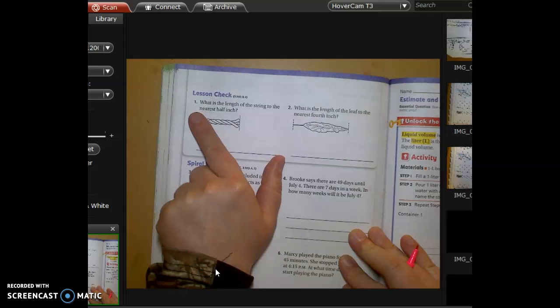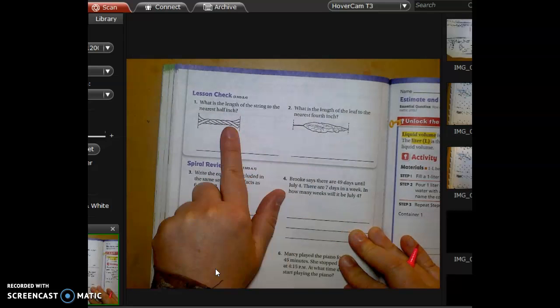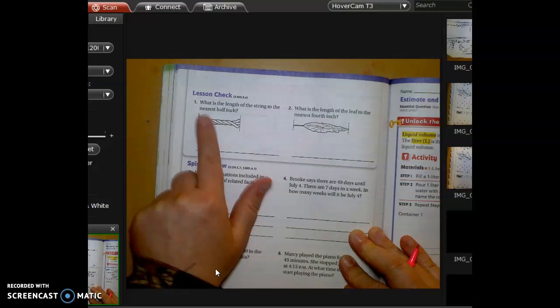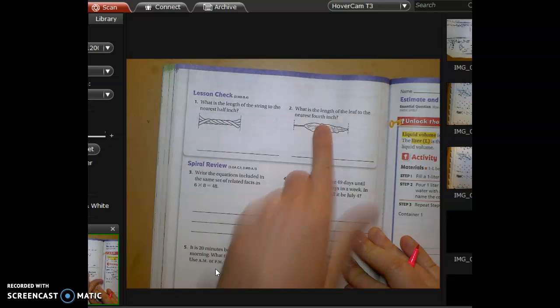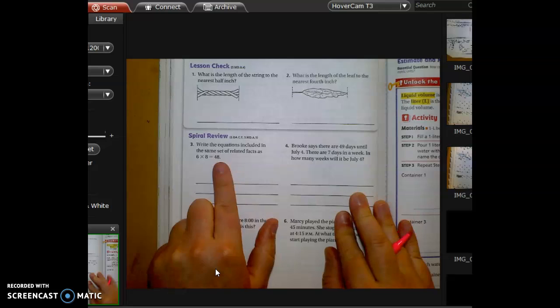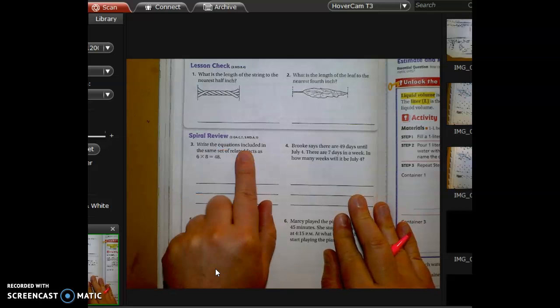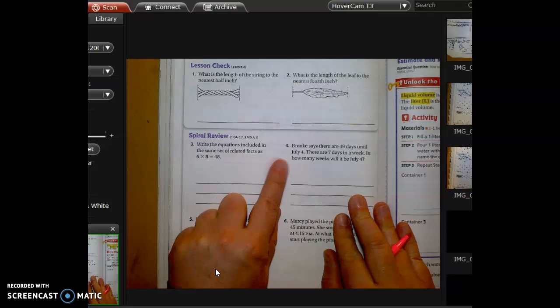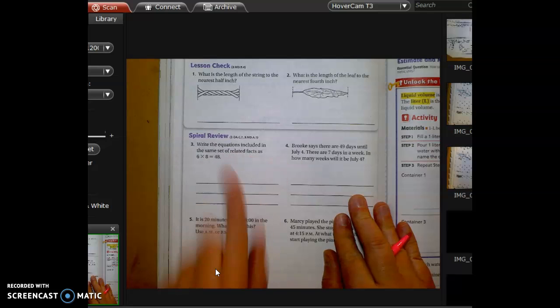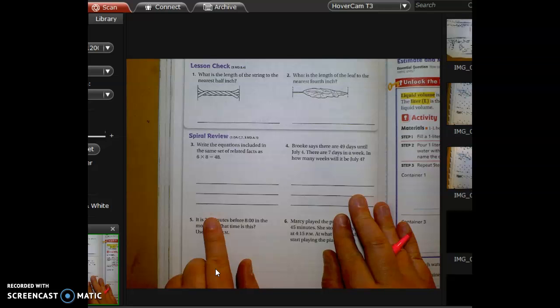Number 1 and 2, you're going to do what is the length of each object. You're going to measure those for me. This one wants to the 1/2 inch, this one to the 1/4 inch. Spiral review. Number 3. Write the equations included in the same set of related facts as 6 times 8 equals 48. Finish your fact family for me.